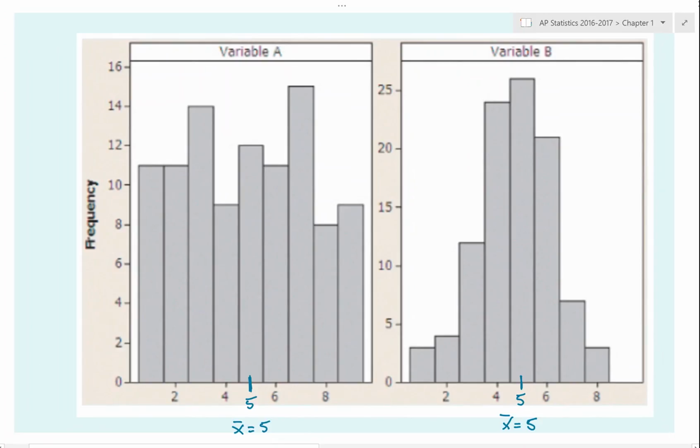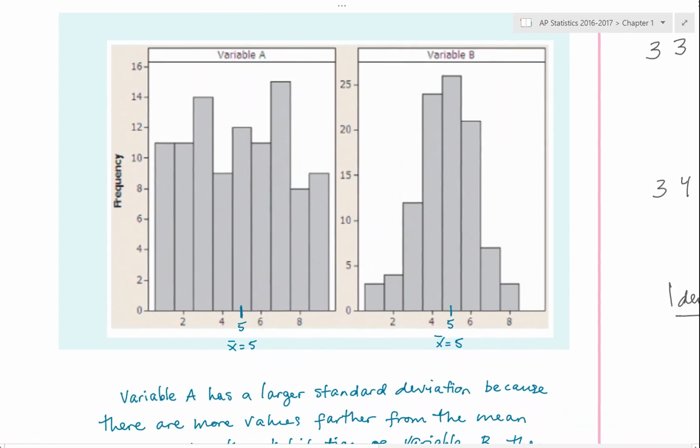It's just because more values are closer to 5 in variable B than in variable A, right? So remember, we're not looking at the values themselves, we're looking at the deviations of the values from the mean. So there are more values deviating from 5 in variable A. Good. Yeah. That's good.